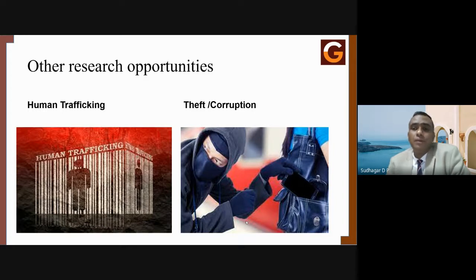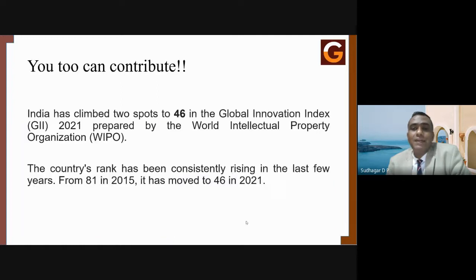Theft and corruption. Due to unemployment, there has been a lot of theft and corruption. So is it possible to work on this area so that you can reduce the incidence of theft and corruption? So these are some of the research opportunities which I have briefly reported based on the problems faced in our country.